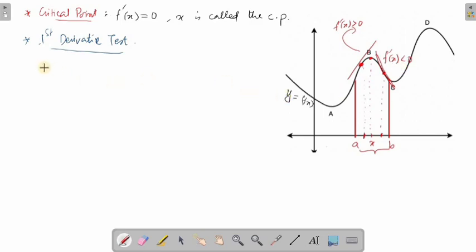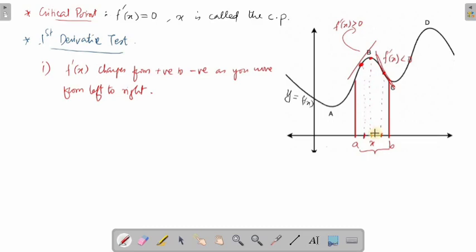So what you observe from here is that f dash of x changes from positive to negative as you move from left to right, isn't it? In such a case we say that this point x is called a point of local maxima.